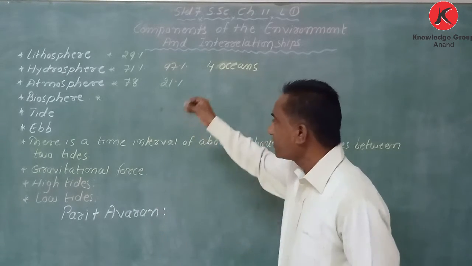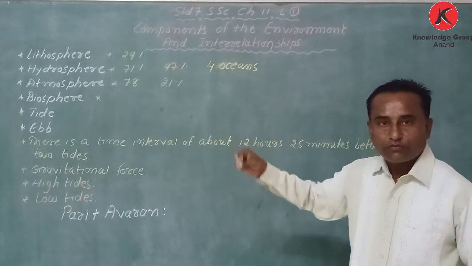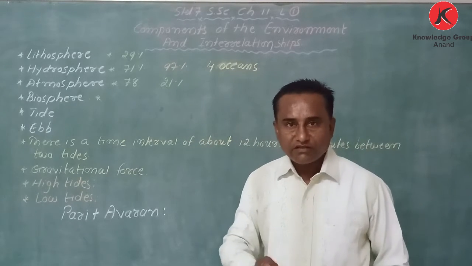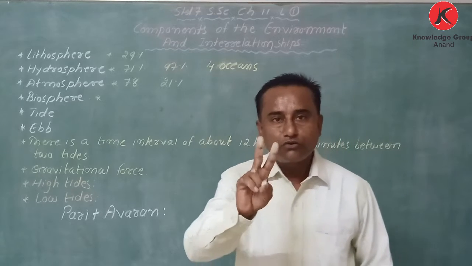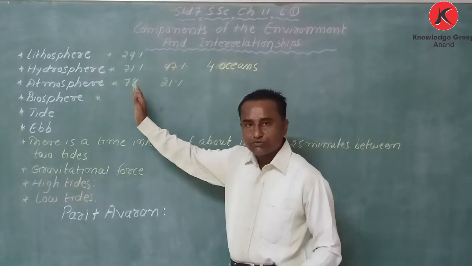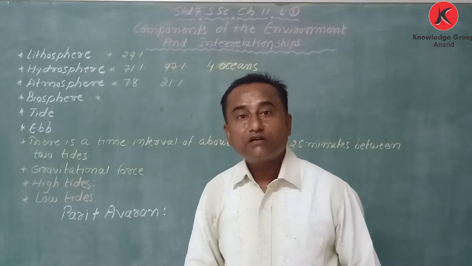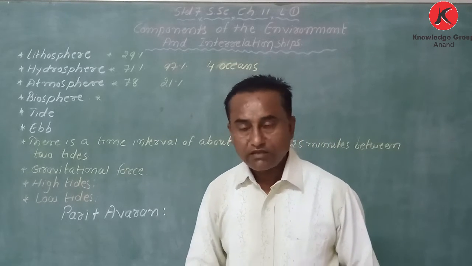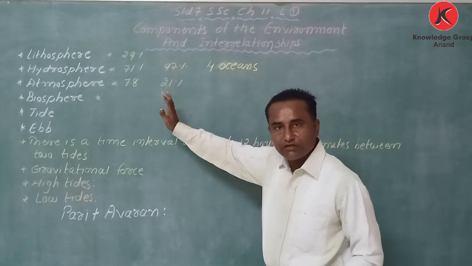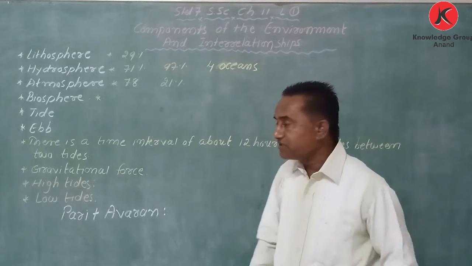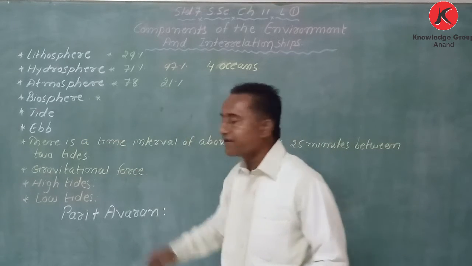And my dear student, it is also part of this chapter. This chapter is divided into 2 things. The first one is about spheres, and in the second part you will learn about pollution. So here I have explained about spheres. The second point is about, my dear student, tides and ebbs.